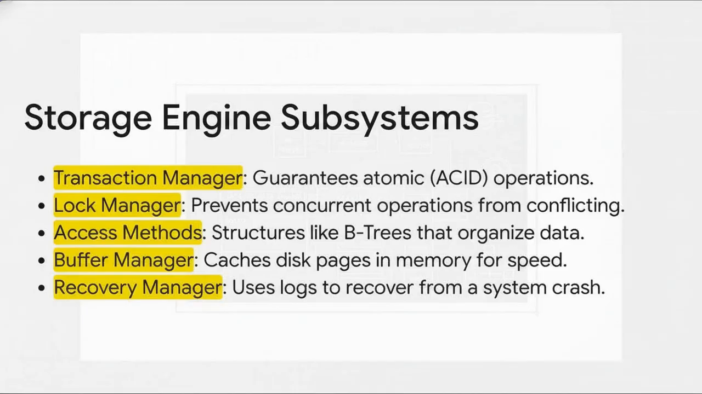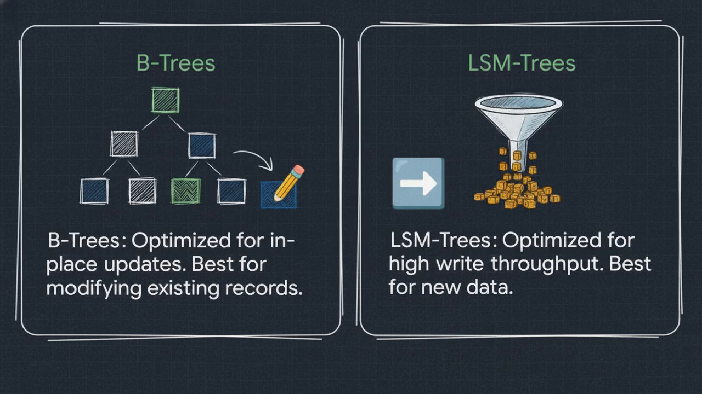So inside this engine, you've got several key players doing their jobs. You have the transaction manager, which makes sure operations are all or nothing, ACID compliance. Then there's the lock manager, which is like a traffic cop, preventing different operations from crashing into each other. You've got access methods. These are the actual data structures, like B trees that organize all the data. The buffer manager is all about speed, caching frequently used data in memory. And finally, the recovery manager is the hero that rebuilds the system after a crash.